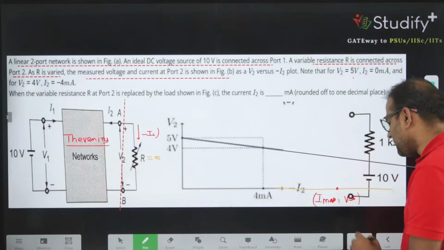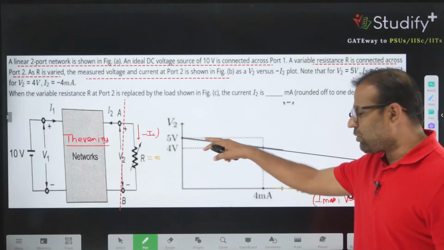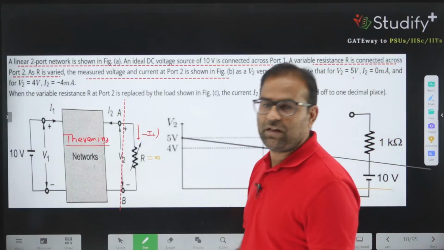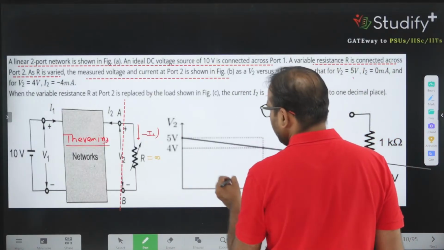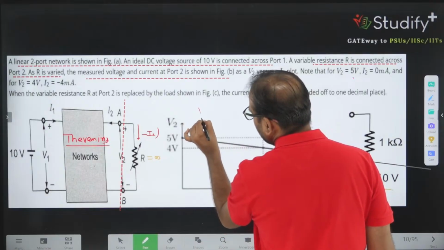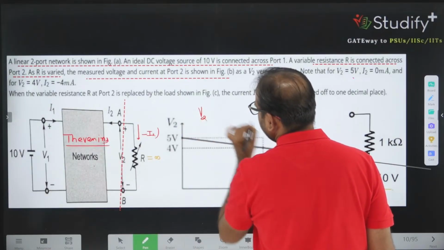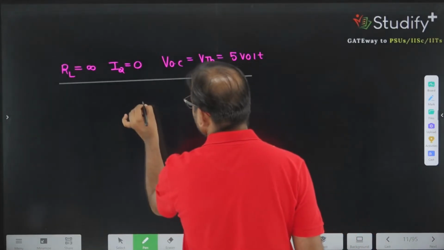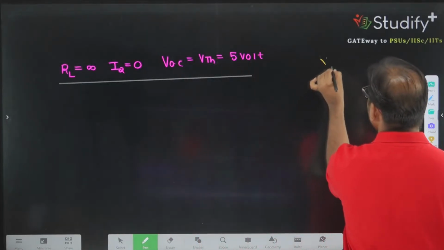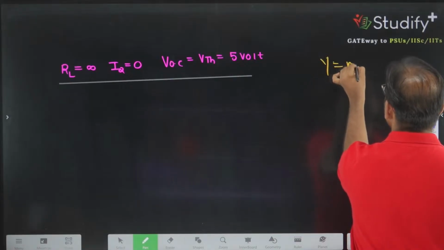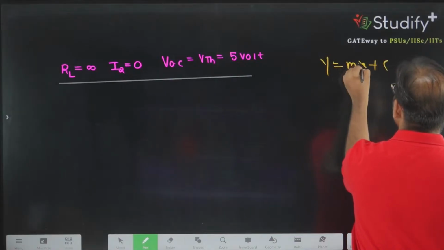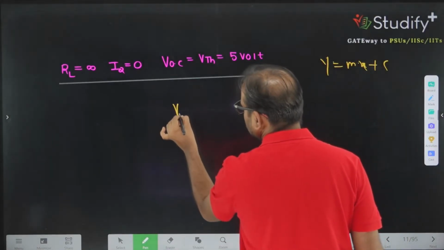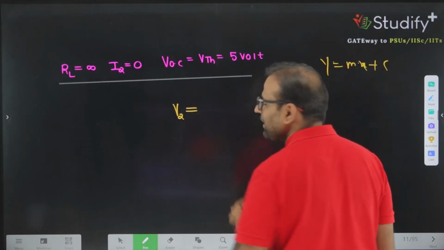So which current is this? Short circuit current. So can I calculate the equation of this line and make V2 equal to 0 so that I can get the value? Okay, what is the equation of the line? The y-axis here, in our case, is V2. The equation for a line is y equal to mx plus c.